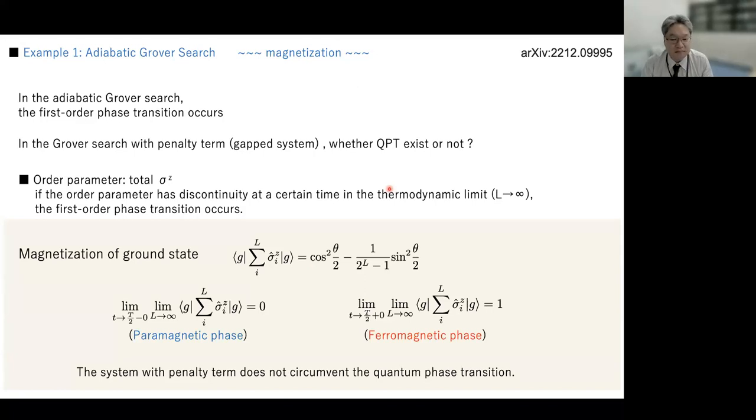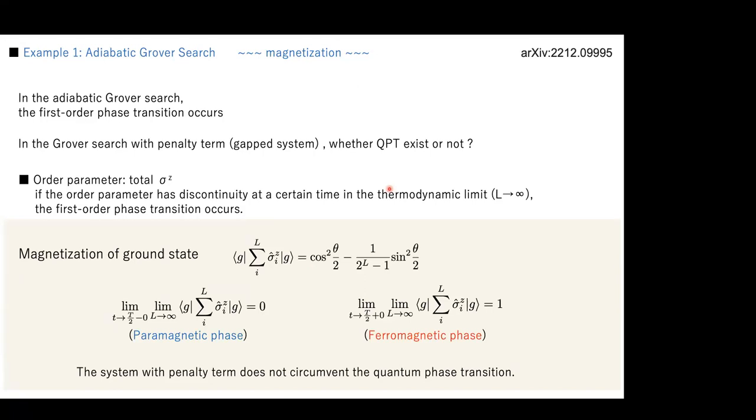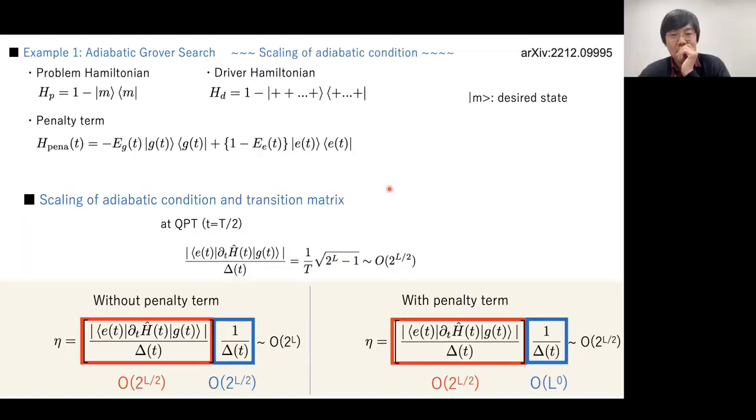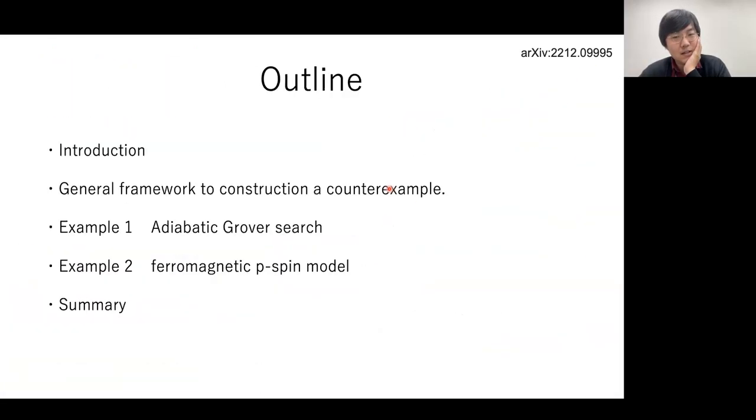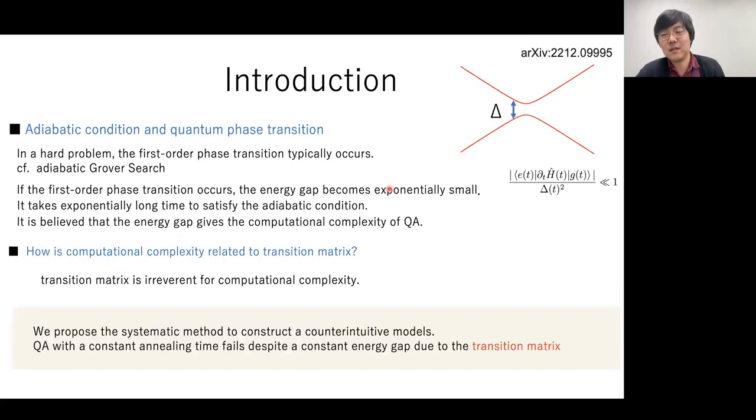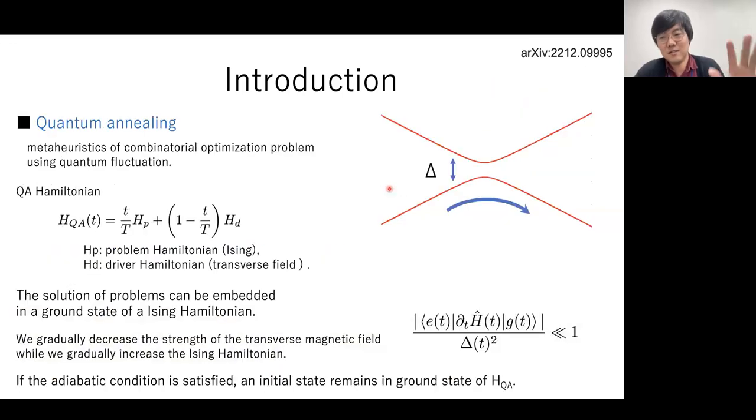What do you mean by revisiting the adiabatic condition here? Because many people believe that the computational complexity is related to the energy gap, but our message is that we need to pay attention to the transition matrix in the adiabatic condition. So this title is like a revisit.